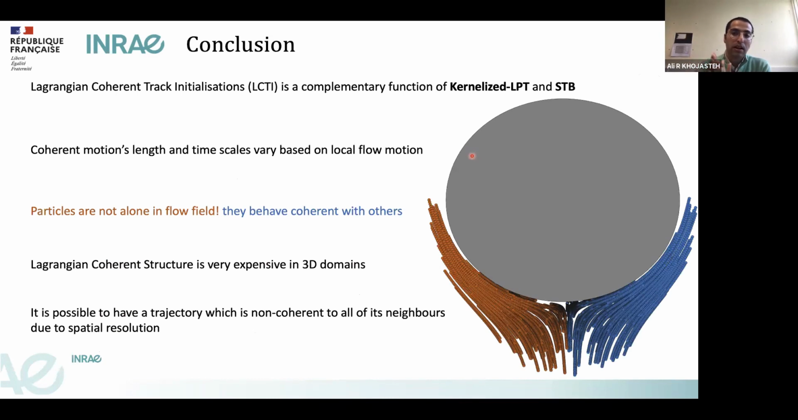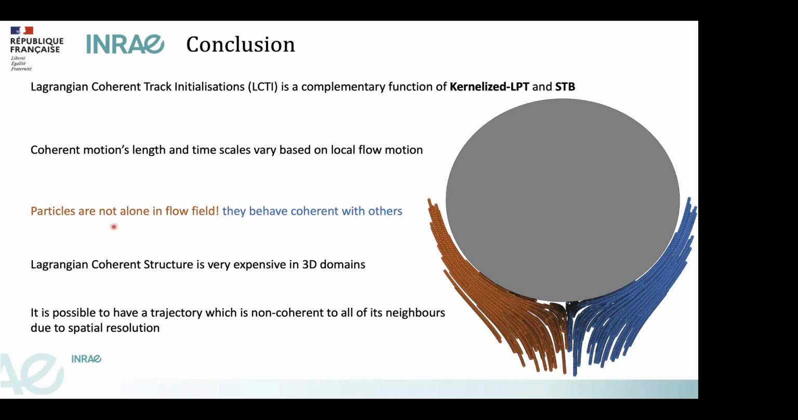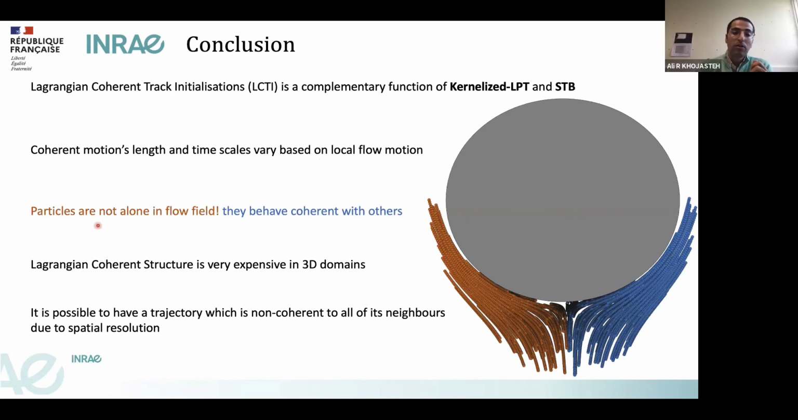In conclusion, I would like to say that again, LCTI is a complementary function for 4D PTV techniques like kernelized LPT and Shake the Box. We do have coherent length and time scales, which can change based on your flow properties. And this is the important one: particles are not alone in the flow field. They behave coherently with each other. So for example, here you have coherent motion, here you have coherent motion.